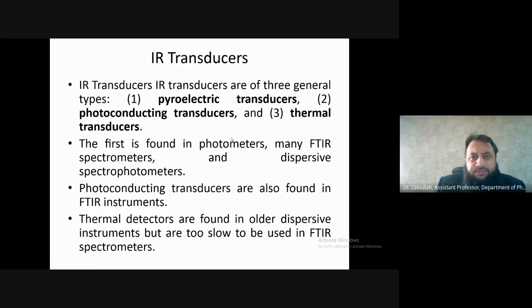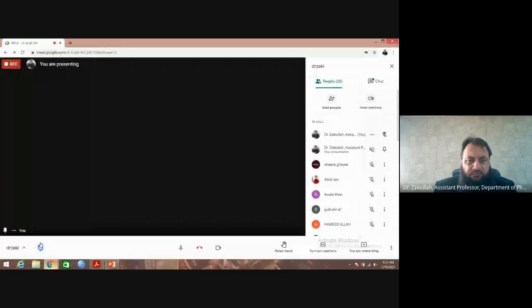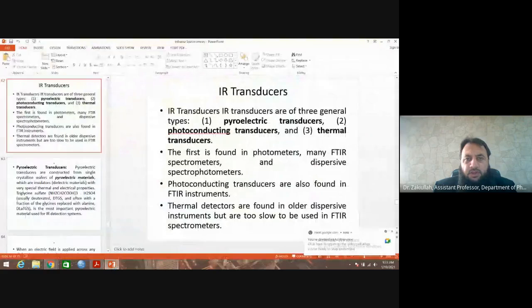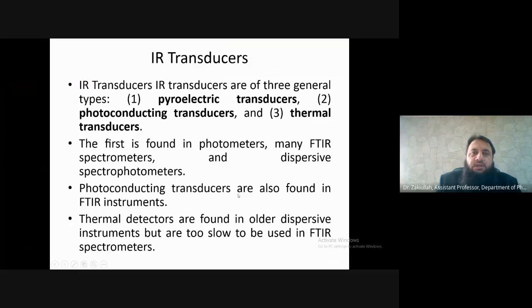So the IR transducers. We have three different types of transducers that are used in the IR spectrometry, and that is the pyroelectric transducers, photoconducting transducers, and thermal transducers.